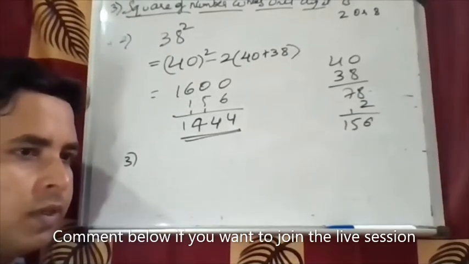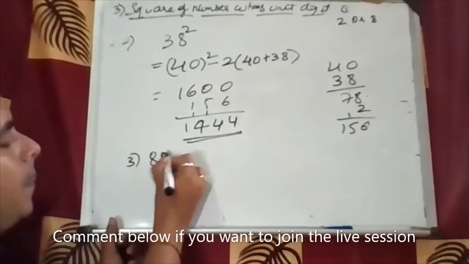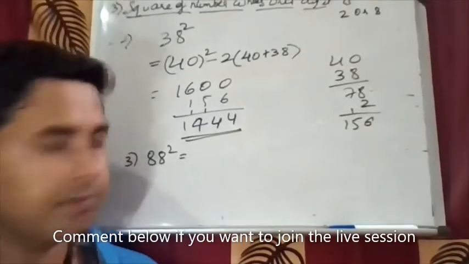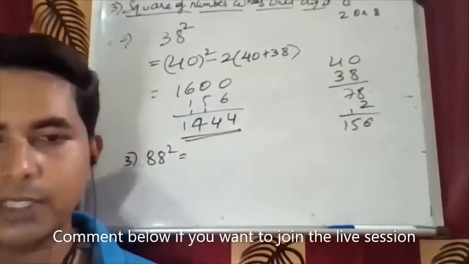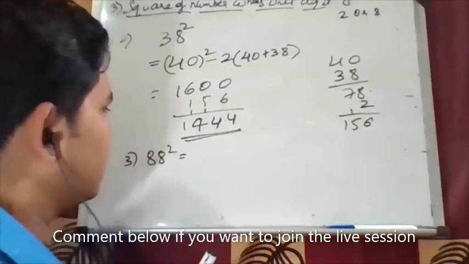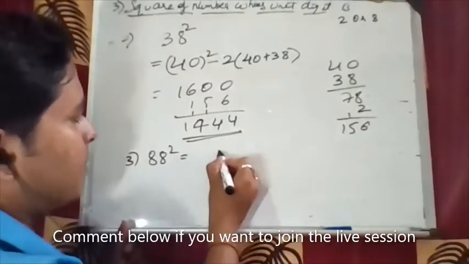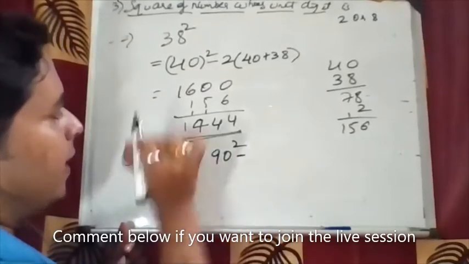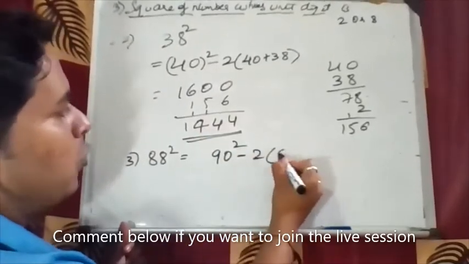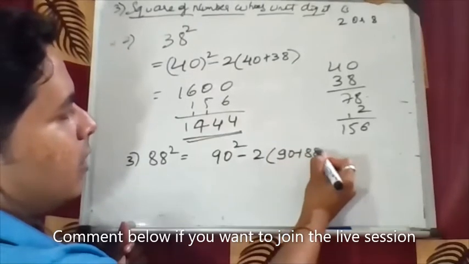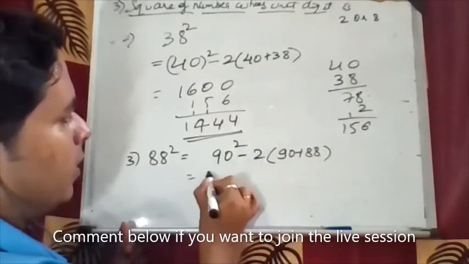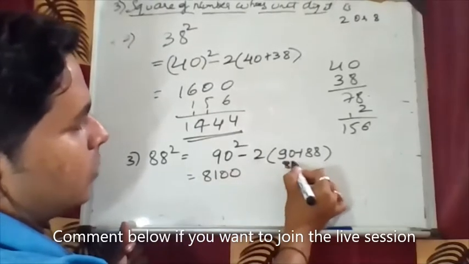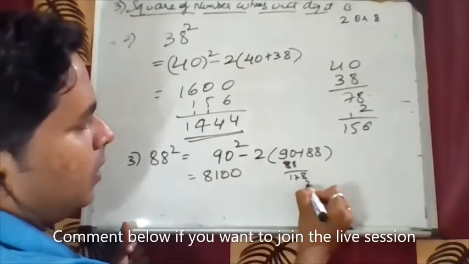Example of 88 square. Check this, the method is the same, only you have to do the subtract. So what is the base number? The base number is 90, that is 90 square, minus the difference. What is it? 90 and 88, the difference is 2, and add those, 90 plus 88. Okay, so here 90 square is 8100.